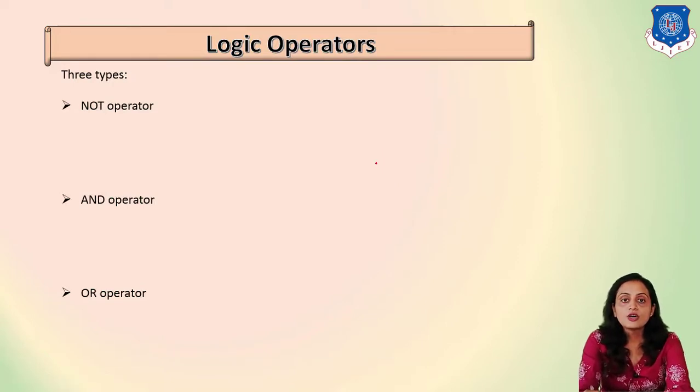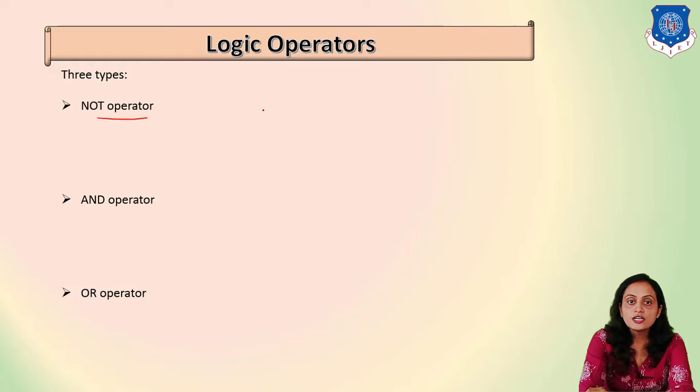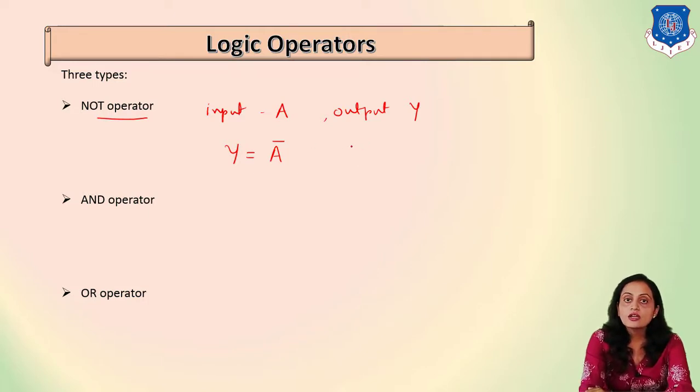Now we will see the logic operator. We have basically three types of basic logic operator. The first one is the NOT operator. For NOT operator, for example, we have input A and we consider output as Y. Then the logic operator NOT gate over here is giving the output Y is equal to A bar. That is, we are taking the inverse or NOT of the applied input.